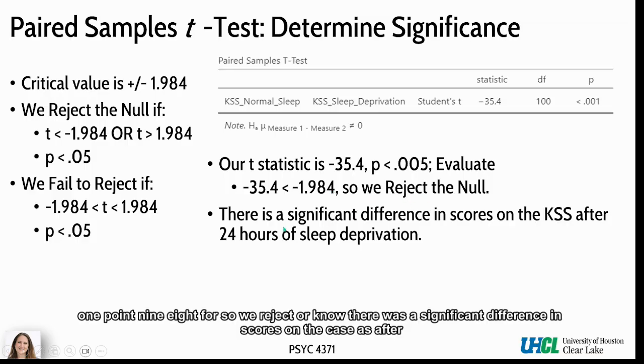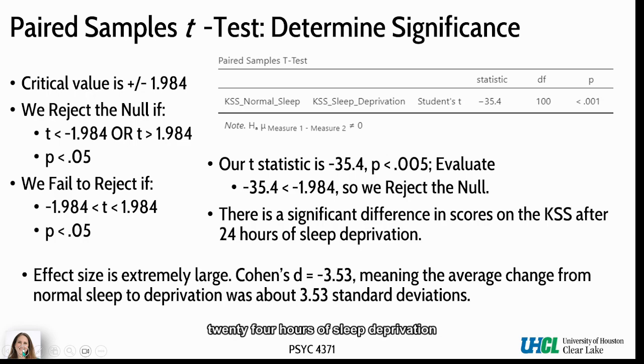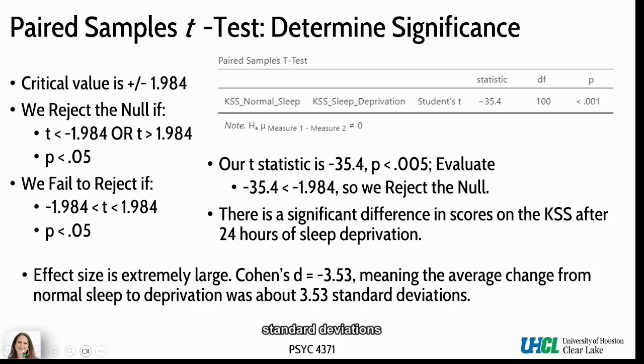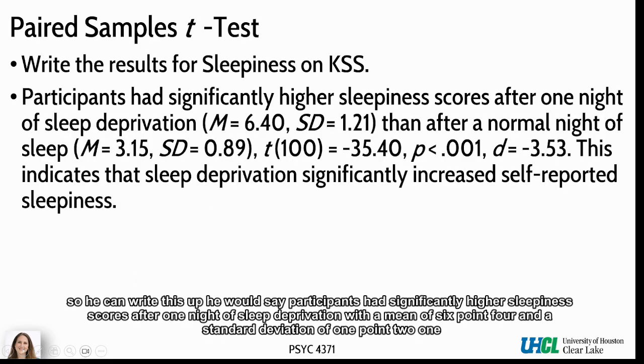There was a significant difference in scores on the KSS after 24 hours of sleep deprivation. And our effect size was extremely large. Our Cohen's d was negative 3.53, meaning that the average change from normal sleep to deprivation was about 3.53 standard deviations. So you can write this up.